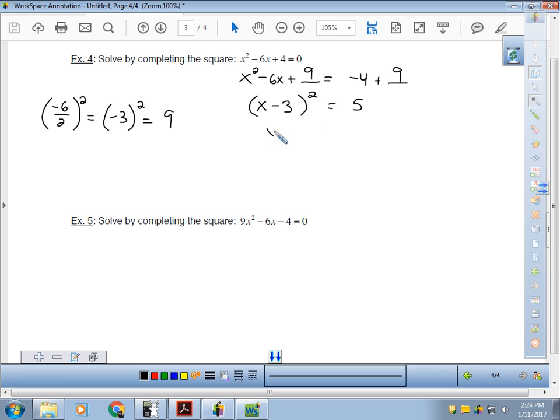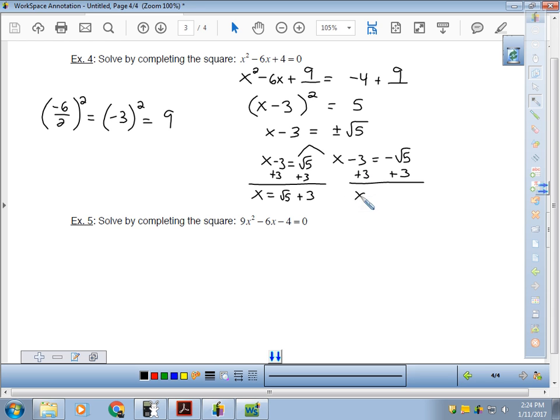To get rid of the square, we take a square root. So we'll have x minus 3 equals plus or minus the square root of 5. So that really means we have two different possibilities here. We have x minus 3 equals the positive square root of 5, and we have x minus 3 equals the negative square root of 5. For this one, we would add the 3 on each side, so we would end up with x equals the square root of 5 plus 3. On this one, we would add a 3 on each side, and so we would end up with x equals the negative square root of 5 plus 3.